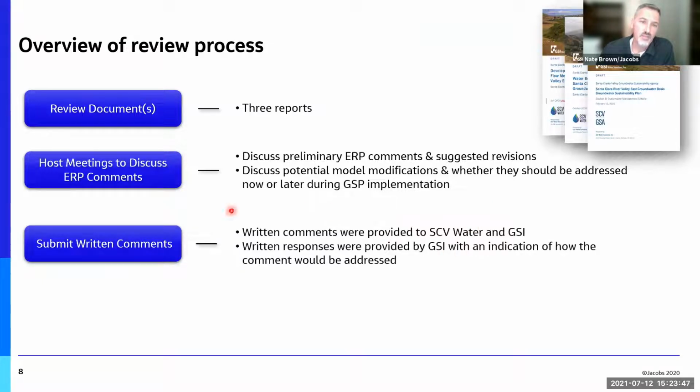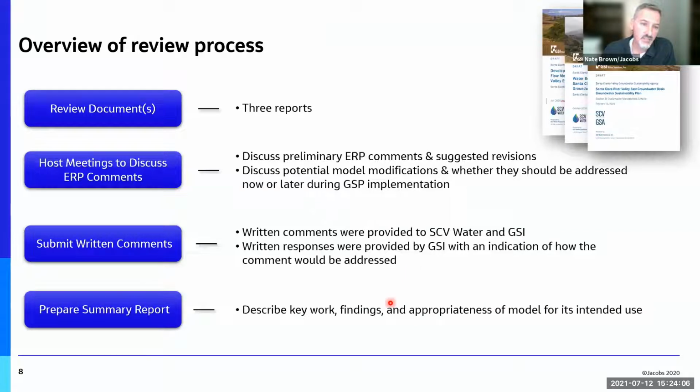Following those discussions, the ERP would provide written comments to both SCV Water and GSI. GSI later provided written responses to our comments, with an indication of how each comment would be addressed in the final versions of the reports. And lastly, we provide a summary report to wrap that all up and describe the work, the findings, and the appropriateness of the model for its intended use. So that was the overall review process.